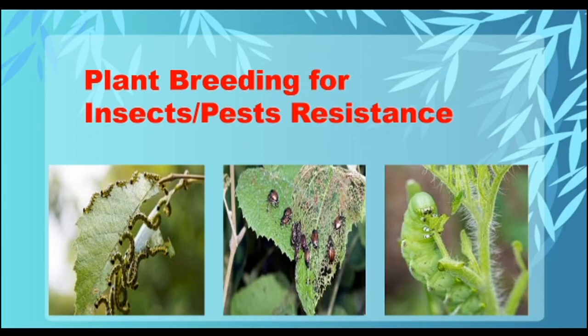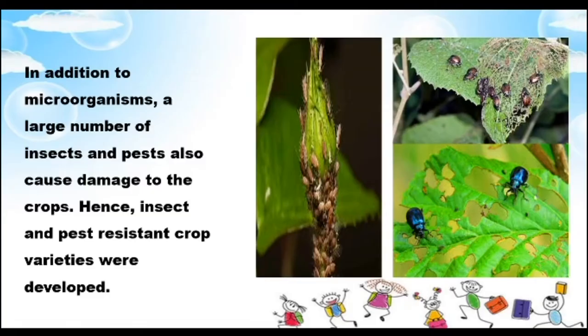In addition to microorganisms, a large number of insects and pests cause damage to crops. Hence insect and pest resistant crop varieties were developed. Look at this, these insects disturb the plants. If the plants have the capacity to protect against these types of insects, then you may know that the insects will not eat all the plants.